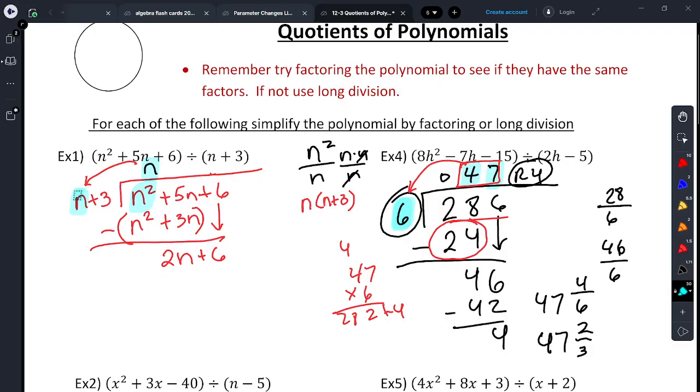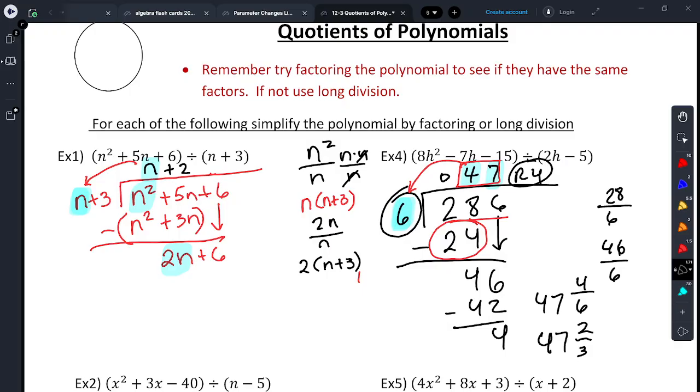Remember what we focus on. We focus on the n and the first part from this. What do we do with that? We take the 2n and we divide it by n. 2. What kind of 2? Positive 2 or negative 2? So it's going to be plus 2. You with me? What do I do with that 2? I take that number times what I was dividing by, so n plus 3. I multiply 2 times n plus 3.